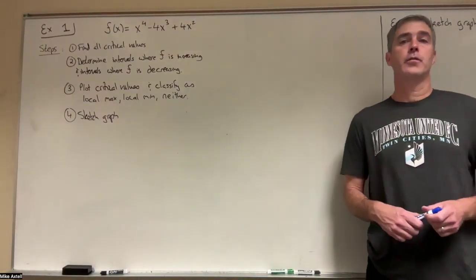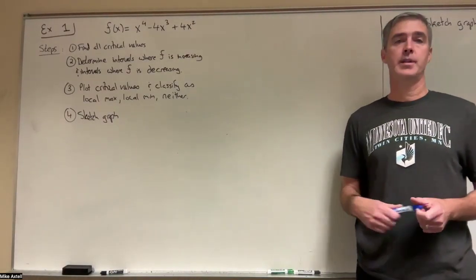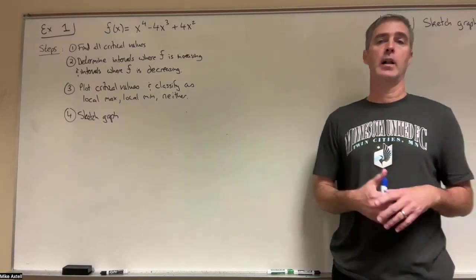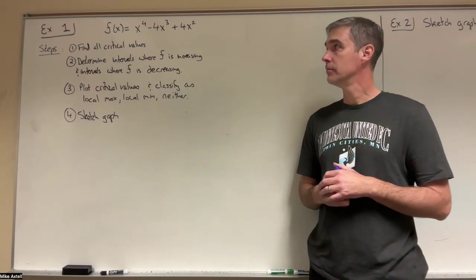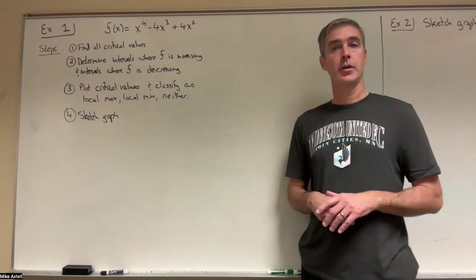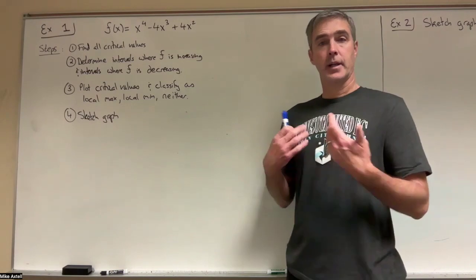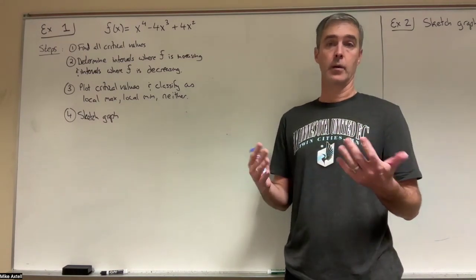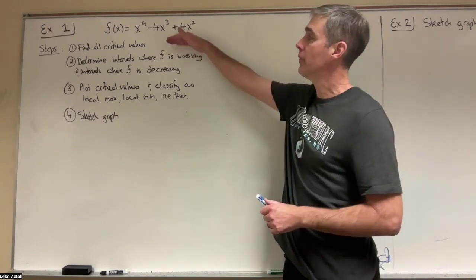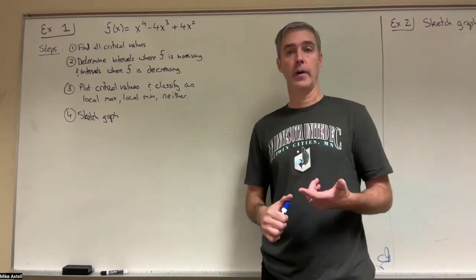All right, so here's our first example. Why don't you copy this down and copy down the steps that I'm going to follow in order to sketch a graph of this function. All right, so my process. To get the sketch of it, I'm going to aim for where are we increasing, where are we decreasing, where do we switch, right? So the first step is going to be to find all the critical values.